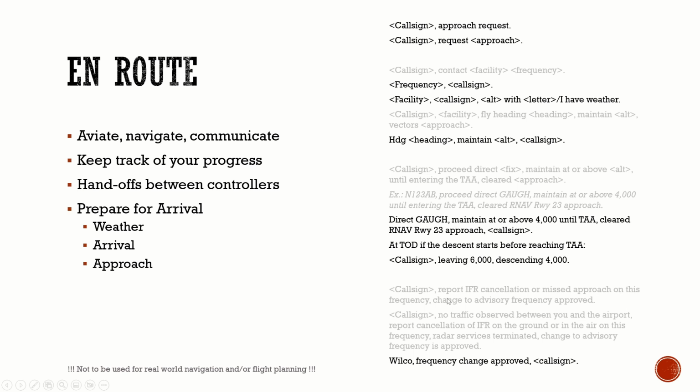So let's say that you are within the TAA and you are approaching GOG, and at that point you might receive something like that from the controller: report IFR cancellation or missed approach on this frequency, change to advisory frequency approved, or something like no traffic observed between you and the airport, report cancellation, and so on. Either this or something in between, you can get that, and you can just say something like Wilco, frequency change approved. And this is a normal procedure if you are coming into an untowered field and you are under IFR.